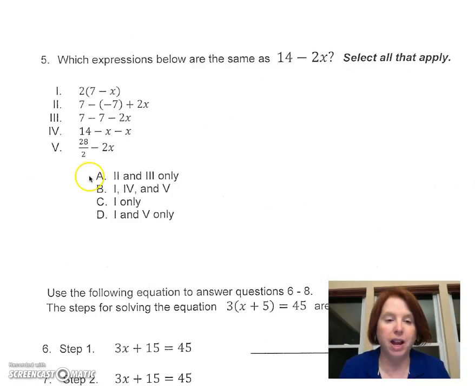So is it letter A, Roman numerals 2 and 3 only? Letter B, Roman numerals 1, 4, and 5? Letter C, Roman numeral 1 only? Or letter D, Roman numerals 1 and 5 only?